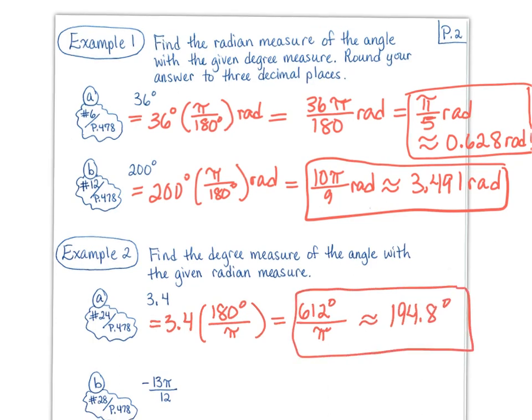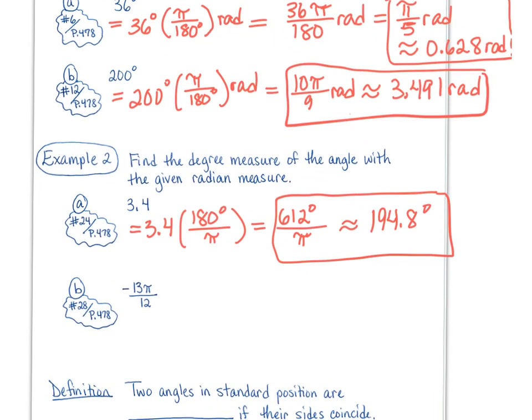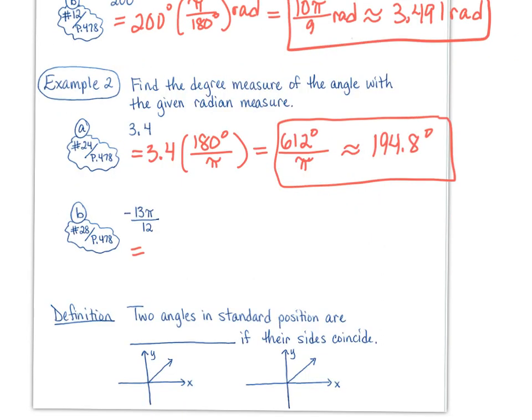Okay? Excellent. Part B. You have negative 13 pi over 12. Would you like a minute to try it? Heads nodding yes. Go. You have negative 13 pi over 12. Walk me through the steps.